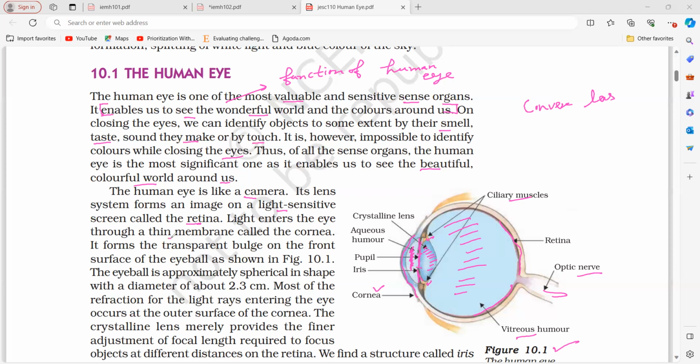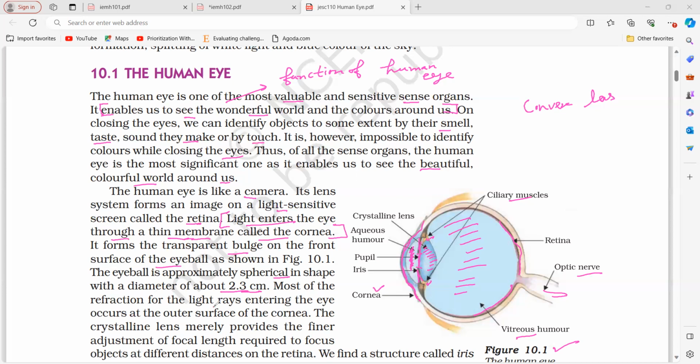Light enters the eye through a thin membrane, and this is known as cornea. You need to remember this thing. It forms the transparent bulge on the front surface of the eyeball. This is the front bulge part, cornea. The eyeball, the spherical portion in the human eye, is approximately spherical in shape with a diameter of about 2.3 centimeter.